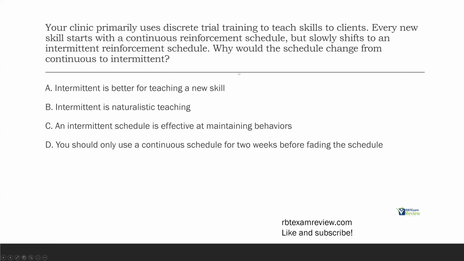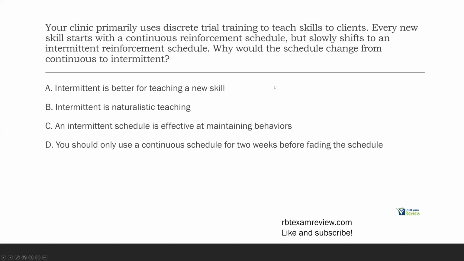Your clinic primarily uses discrete trial training to teach skills to clients. Every new skill starts with a continuous reinforcement schedule, but slowly shifts to an intermittent reinforcement schedule. Why would the schedule change from continuous to intermittent? This is a very straightforward question. If I just asked you why would the schedule change from continuous to intermittent, hopefully you could tell me. We're not really worried about this other stuff. This other information is kind of meaningless. We just want to know, why do you change from continuous to intermittent?